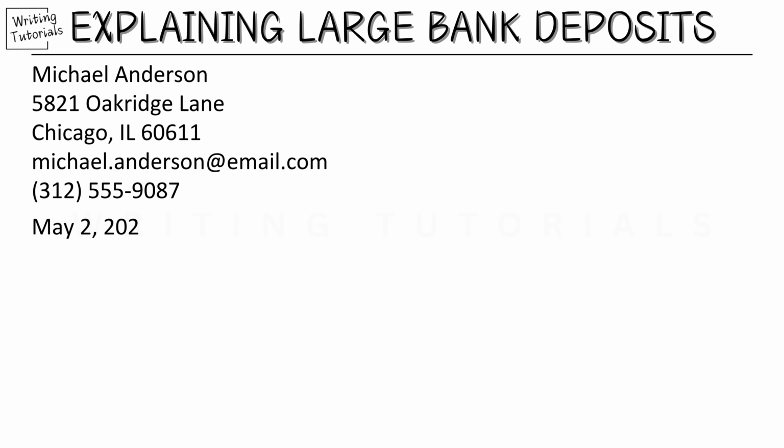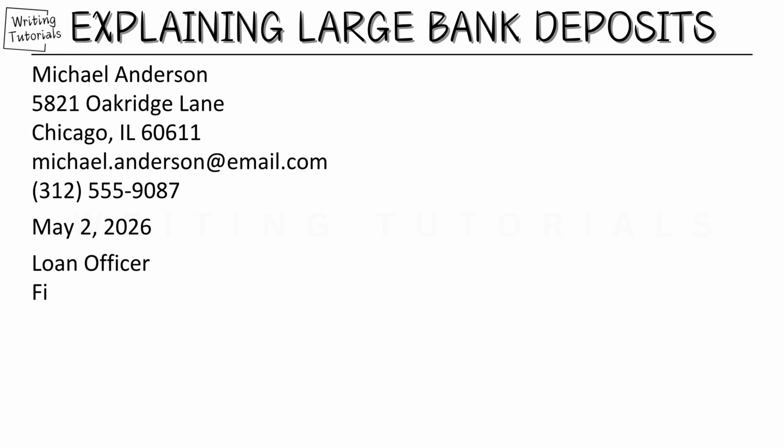Date. Next, leave a space and write the date. The date shows when the letter was written and is important for official records. In this example, we write May 2nd, 2026. Always use a complete and formal date format.